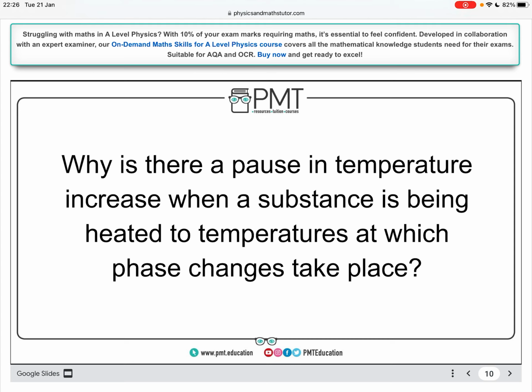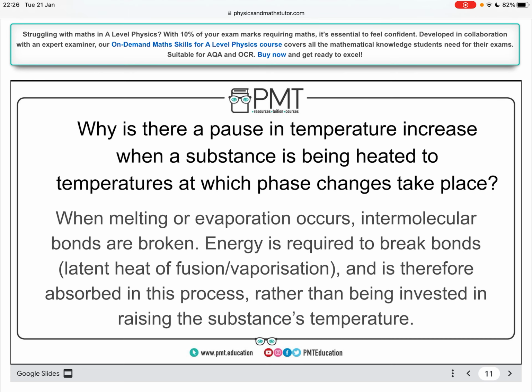Why is there a pause in temperature when a substance is being heated to the temperature at which phase changes take place? That's because when melting or evaporation occurs, intermolecular bonds are broken. Energy is required to break bonds, the latent heat of fusion, and is therefore absorbed in the process, rather than being invested in raising the substance's temperature.